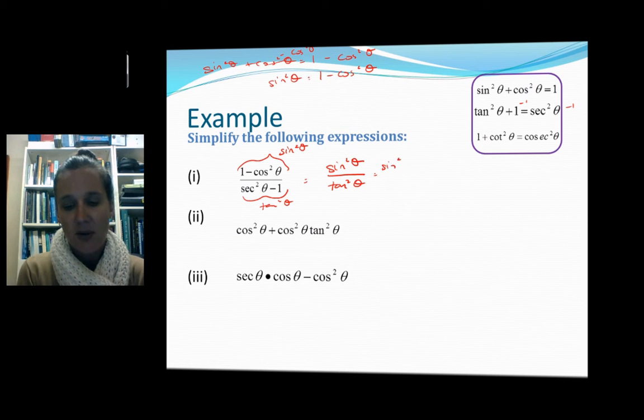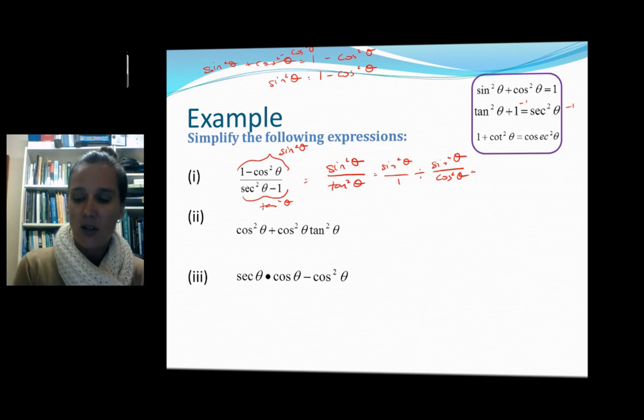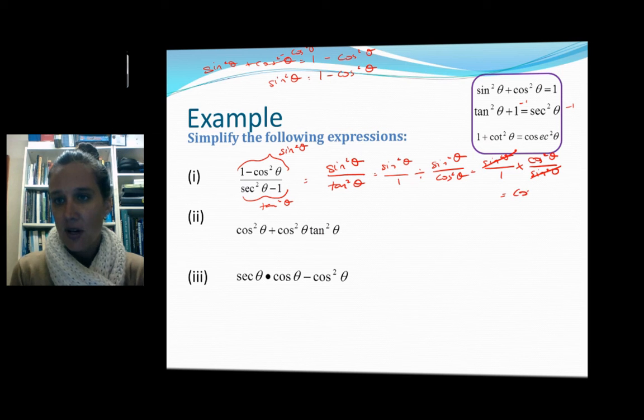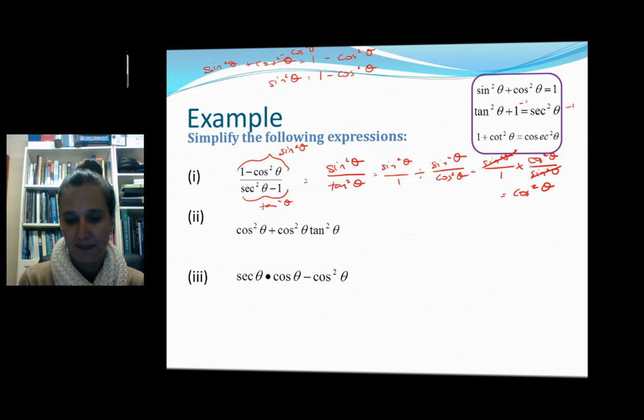We have sine squared theta on 1 divided by sine squared theta on cosine squared theta. So we're dividing by a fraction, so we invert and we multiply. Sine squared theta on 1 multiplied by cosine squared theta on sine squared theta. So these sine squared thetas will cancel out. We get cosine squared theta over 1, which is equal to cosine squared theta.